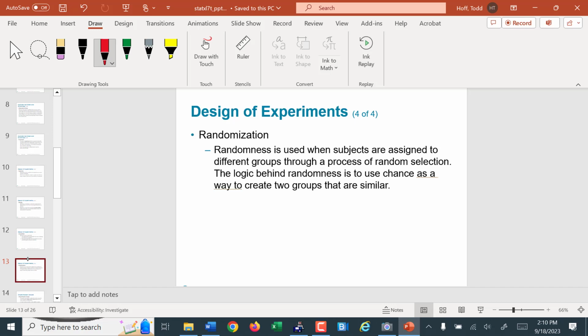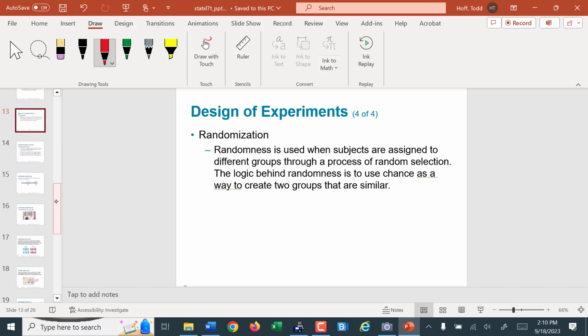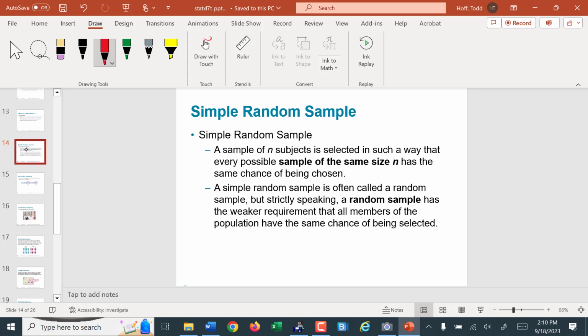So randomization. We can't just bring in a bunch of subjects and say the first 100 go over here, second 100 over there. There has to be a random process assigning them to those treatments, and it has to be done in such a way that it doesn't skew the results. There's a lot of different theories, a lot of different levels of randomization that we're going to talk about.